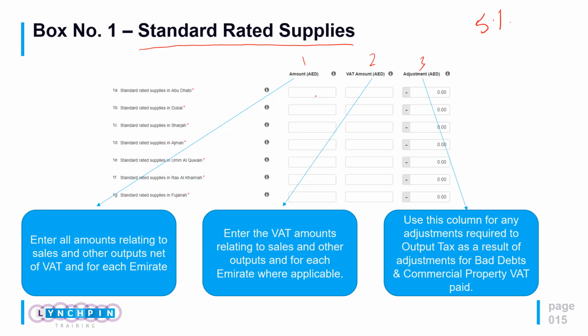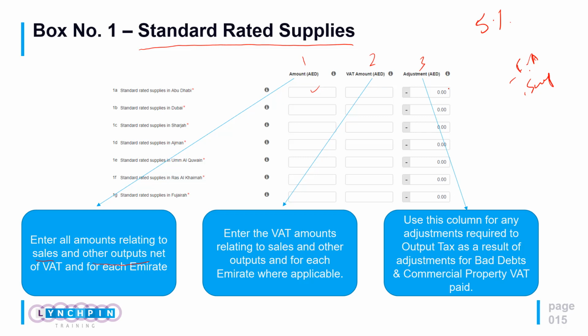In this you will input all amount relating to your sales and any other output. This is very important. It's not only about sales here. Maybe you have sold some fixed asset, maybe you have sold some scrap, maybe you have supplied anything on which you have charged this VAT. You will input it here. Next one is VAT amount, which is ideally the 5% of it. It will not be automatically calculated here, so you have to input here manually.